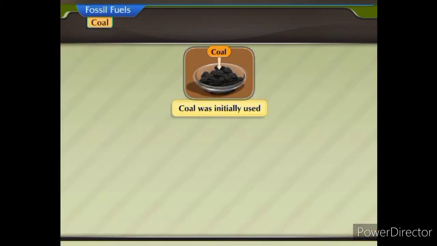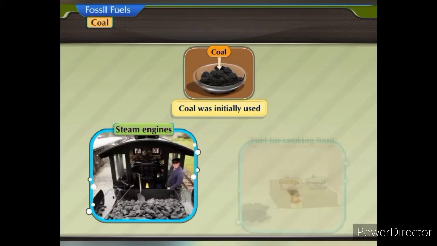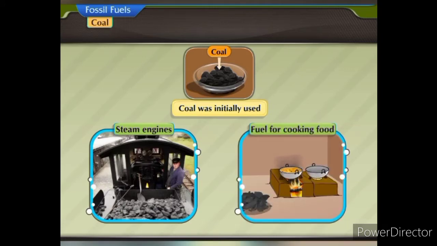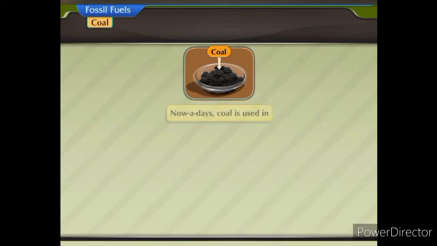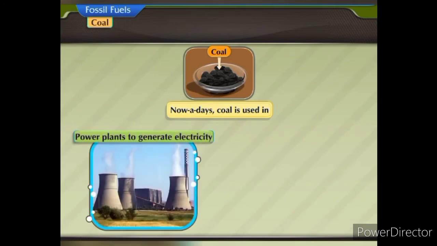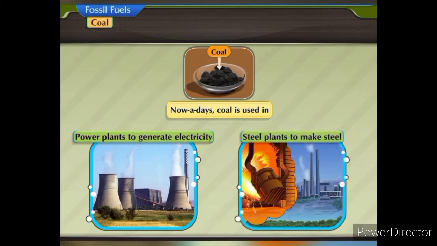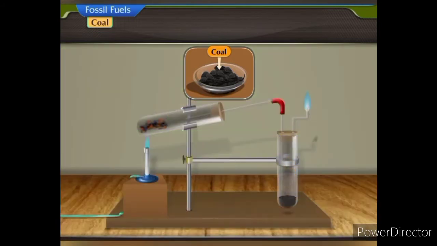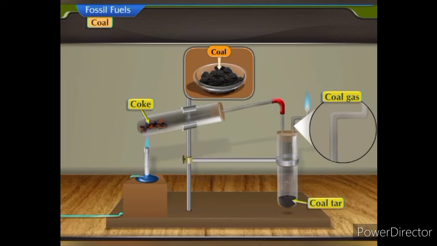Coal was initially used in steam engines and was a commonly used fuel for cooking. Nowadays, coal is used in power plants to generate electricity and in steel plants to make steel from iron. It is also used in the production of useful products like coke, coal gas, and coal tar.